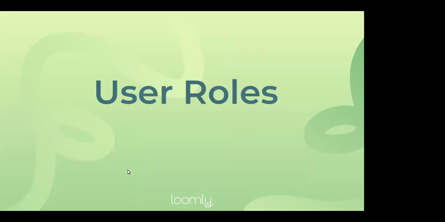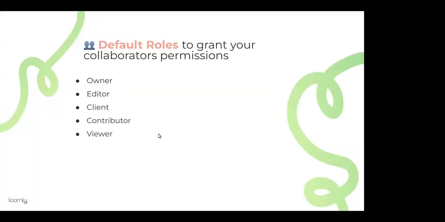Let's begin by reviewing the different roles you can assign your collaborators in Loomly. So when you invite a collaborator to join a calendar, you can assign them a role. Loomly comes with 5 default roles: owner, editor, client, contributor, and viewer. Now, the owner role is automatically given to the user who creates the calendar. That gives them the full permissions in terms of content and user management.